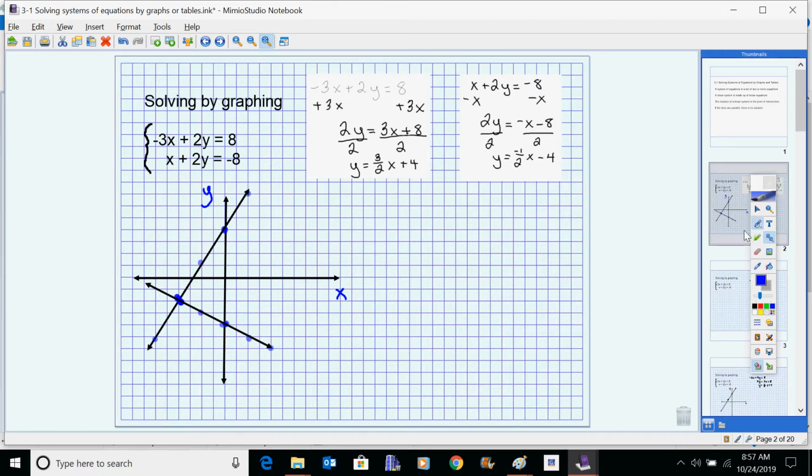So what is the intersection of these two graphs? Negative 4, negative 2. Good. So negative 4, negative 2 is actually our solution to this problem. Yes, as a matter of fact, in order to check it, what you would do is you would plug it back into the original equations to make sure that it made both of them true. So if I plug this back into the original equation, and I'm doing negative 3 times negative 4 plus 2 times 2, we're expecting that to equal how much? 8. We're expecting it to equal 8.